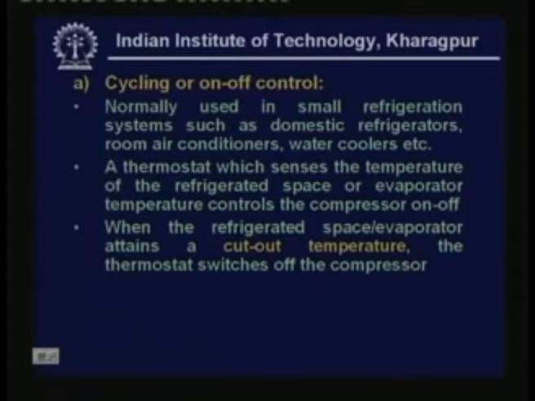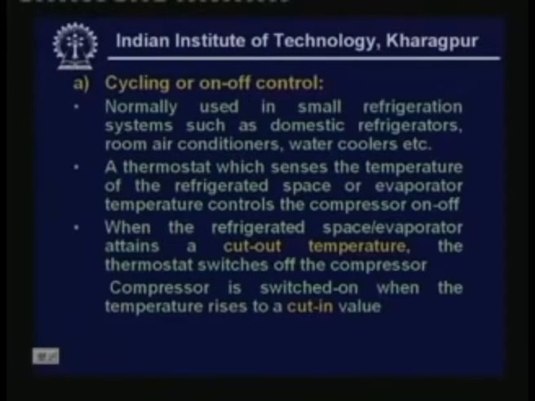As I have already explained to you, when the refrigerator space or evaporator attains a cutout temperature, the thermostat switches off the compressor. When we talk about the controls, typically a thermostat, we introduce some new terms. One is what is known as a cutout temperature. Cutout temperature is the temperature at which the thermostat switch opens. That means power supply to the compressor is stopped, that means compressor becomes off. This temperature is known as cutout temperature. And again the compressor has to be switched on when the temperature rises to a cut-in value.